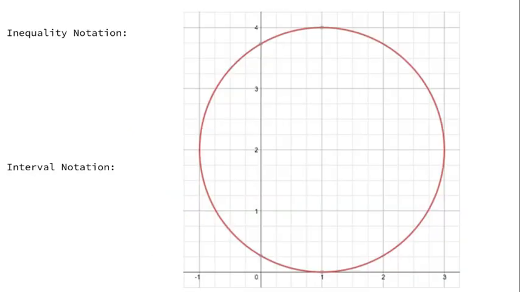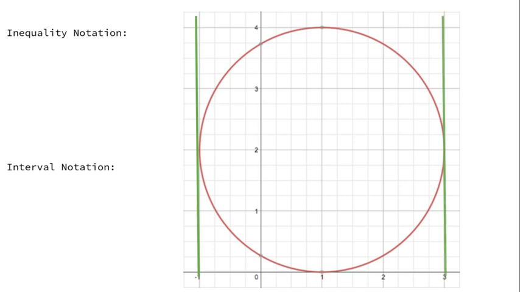Now, if we take a look at this circle here that has been graphed in the coordinate plane, and we look to write the domain and range, the domain is again going to be written from the left side of the graph to the right side of the graph. So what we want to do is identify the leftmost value of x. So if I were to draw a line on the very left side of the circle, that would be here at -1. And if I were to draw a line on the very right side of the circle, that would be here at +3.